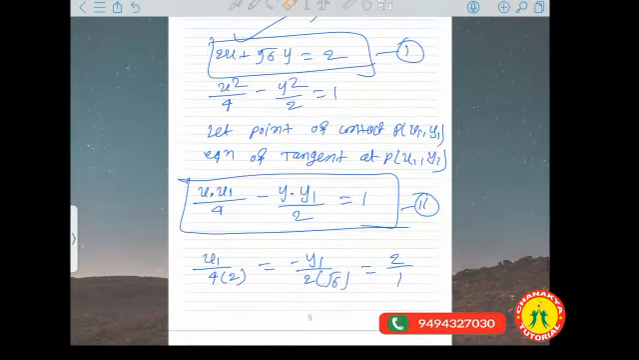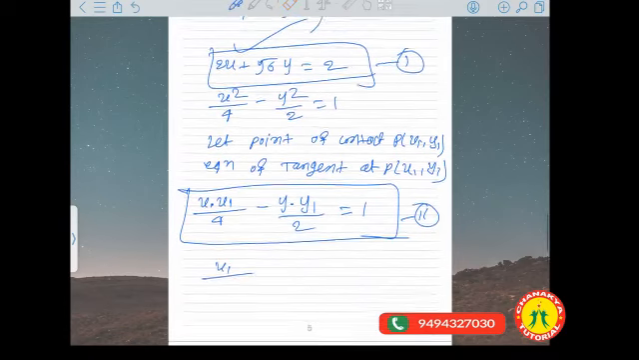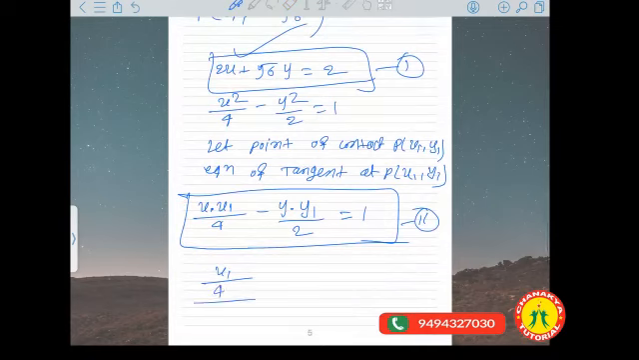Sorry, mistake. Coefficient x1 by 4 upon... what will you write? Coefficient 2 upon x1 by 4 equal to root 6 by y minus y1 by 2 is equal to 1 by 2. Similarly, so get x1 y1.